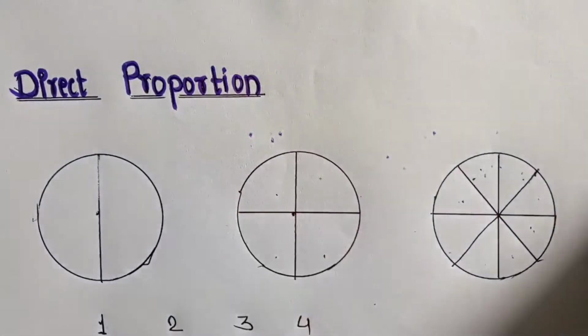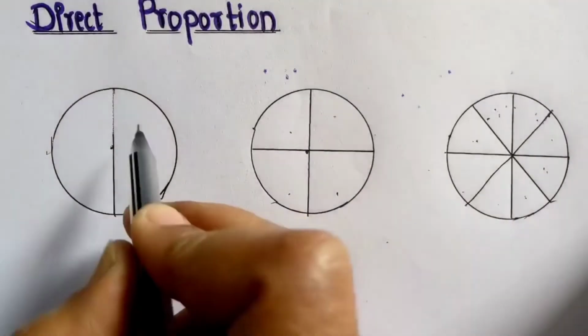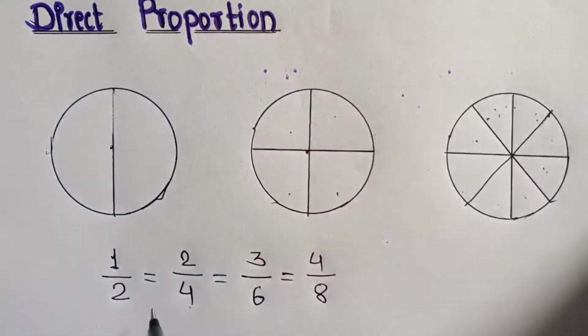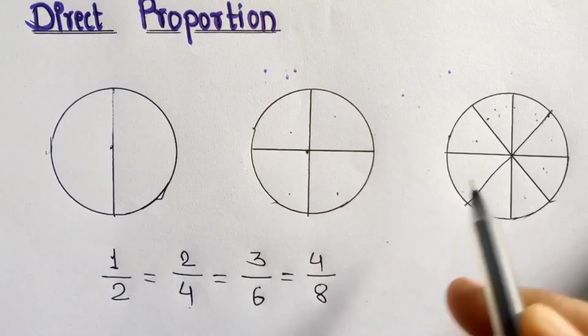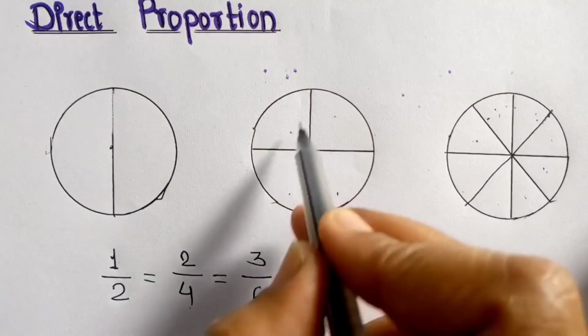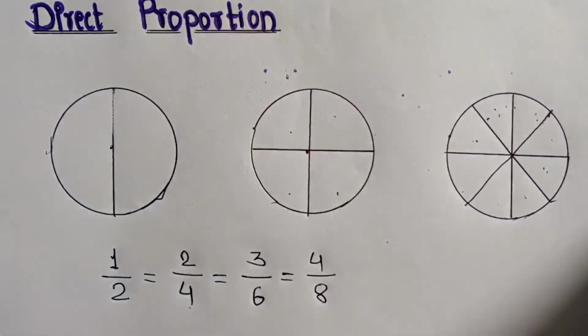Direct proportion means if we increase one thing, the second thing automatically increases. Here, if we increase the number of diameters, we get more parts of the circle. So this is direct proportion. If we increase one quantity, the second will also increase. Inverse proportion means the opposite of that, and we will see it afterwards.